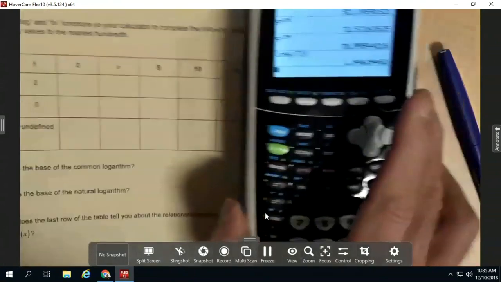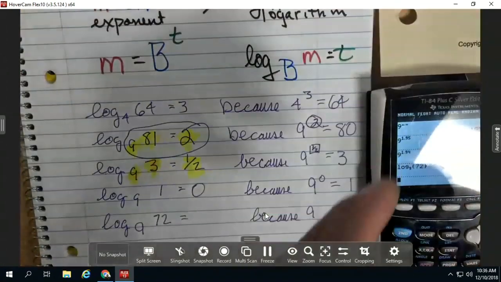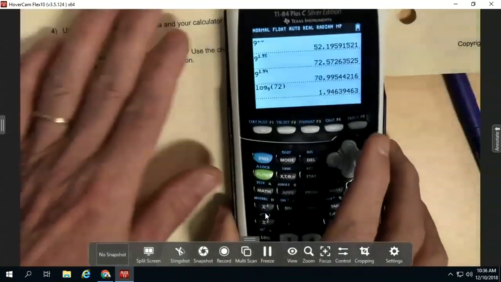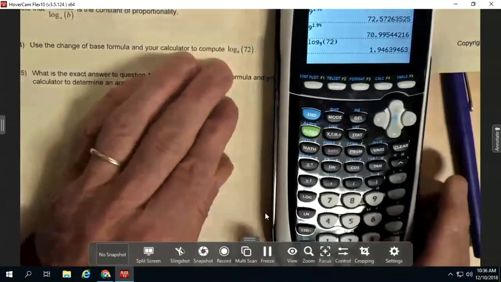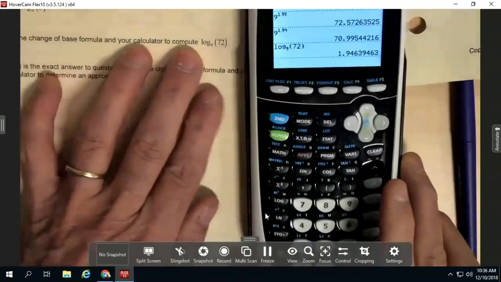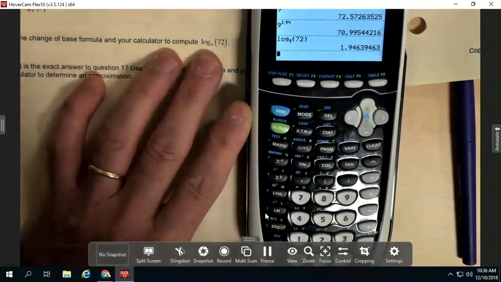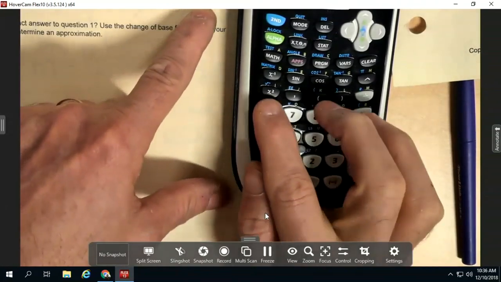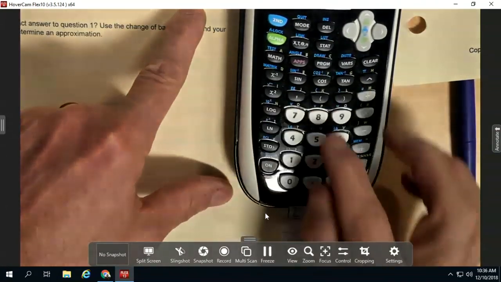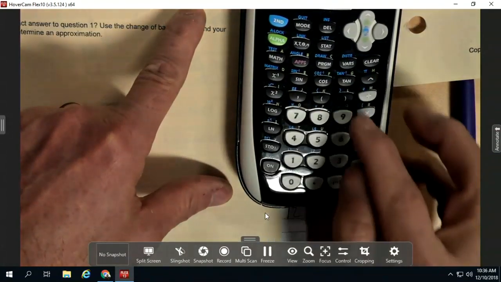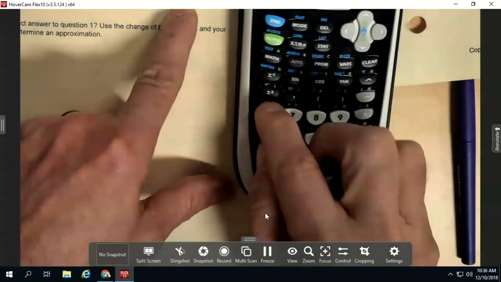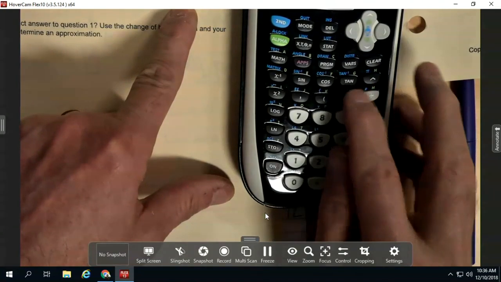If you do not have that button on your calculator, let's look at the next page. It tells you how to do it. The change of base formula says, so I'm going to use the log key on my calculator instead. I'm going to take the log of 72, close parentheses, divided by the log of 9.